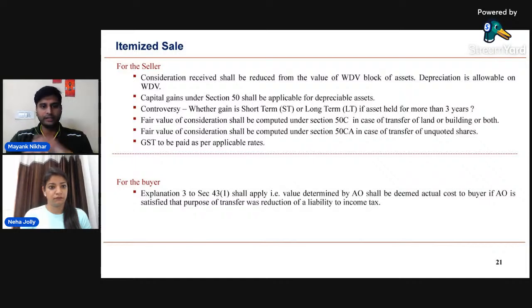For the buyer, there is an explanation to section 43B, which says the value which has been determined by the AO shall be deemed to be the actual cost to the buyer. If the buyer is not satisfied and he is of the view that the transaction was for reduction of liability to income tax.